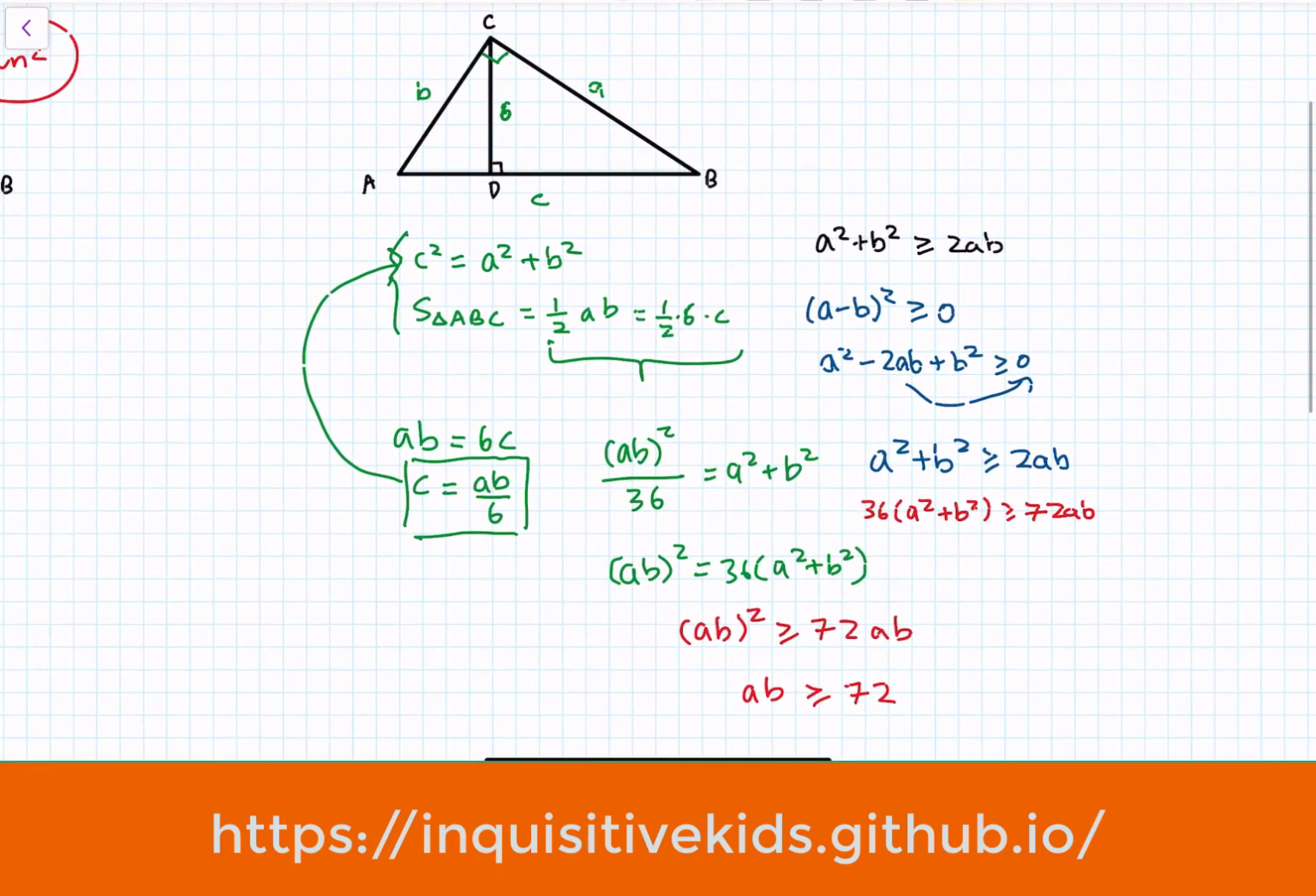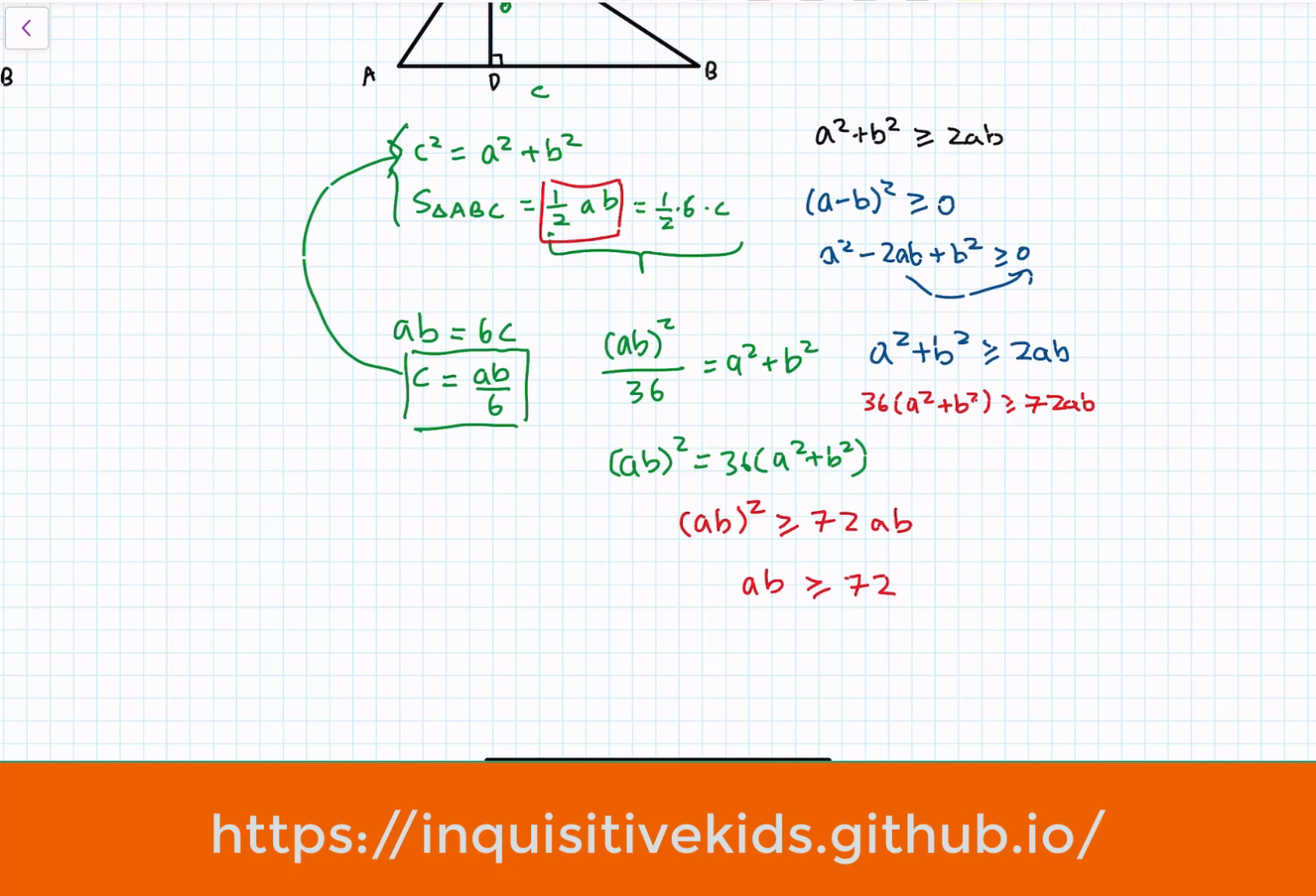We see that the area of triangle ABC can be expressed as 1/2 AB. Because we know that the minimum value of AB is 72, when we have 1/2 AB, its minimum value is 36, which means that the area of triangle ABC has a minimum value of 36 units squared.